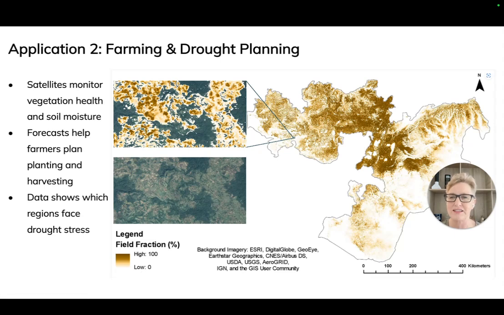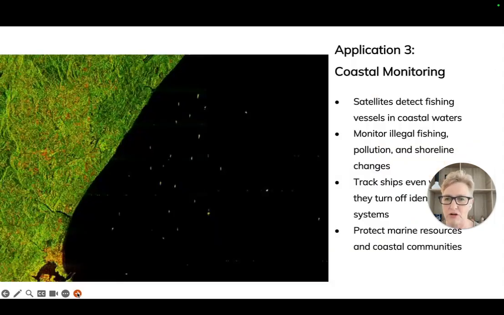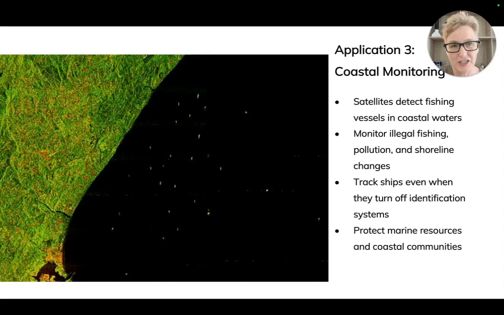And so what this does is this helps us monitor vegetation health and soil moisture. These forecasts help farmers plan planting as well as harvesting, and the data shows which regions could face drought stress. So these images combined with that of understanding rainfall and moisture are extremely useful when predicting floods and managing crops. The final application we're going to look at is coastal monitoring.